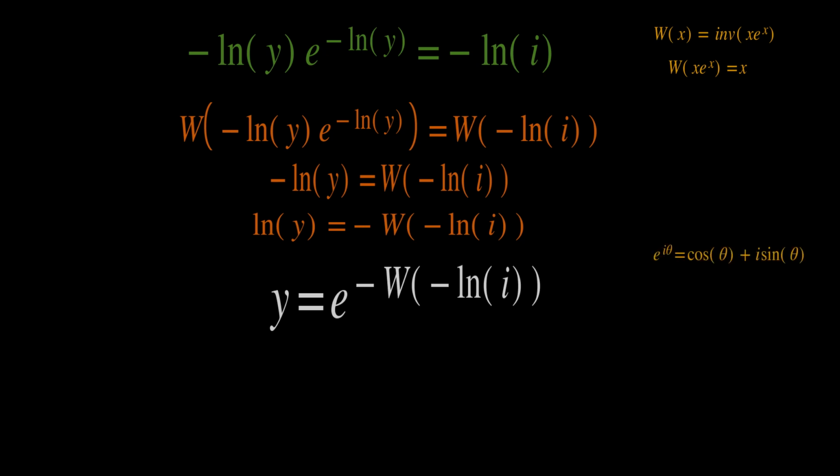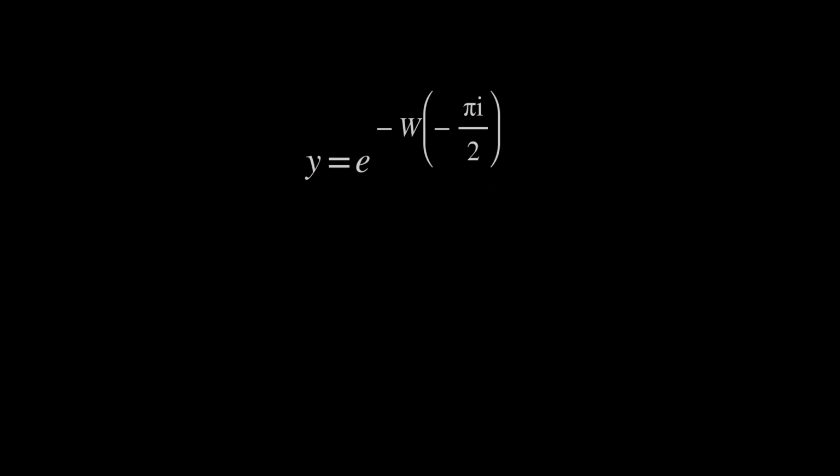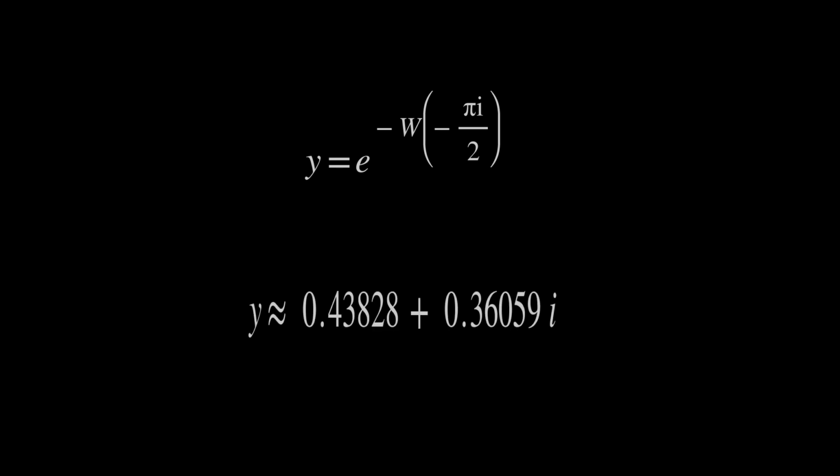Well, Euler's formula tells us that e to the i theta is equal to cosine of theta plus i sine of theta. Try plugging in pi over 2 for theta. That will leave us with i is equal to e to the pi i over 2, because cosine of pi over 2 is 0 and sine of pi over 2 is 1. That means that the natural log of i is pi i over 2. And so this simplifies to y being equal to e to the negative Lambert W function of negative pi i over 2. And you get our numerical approximation for this, which is that the approximation of y is 0.43828.